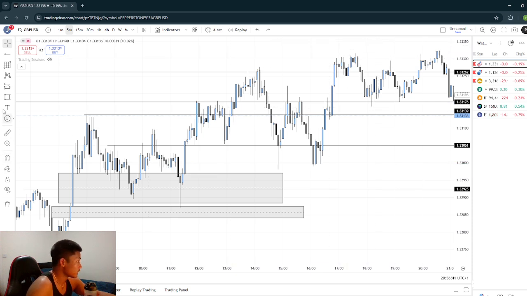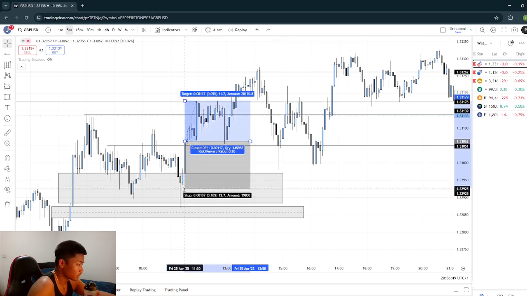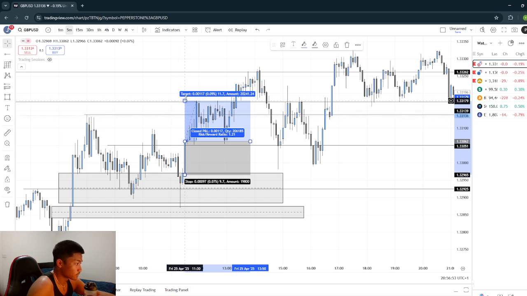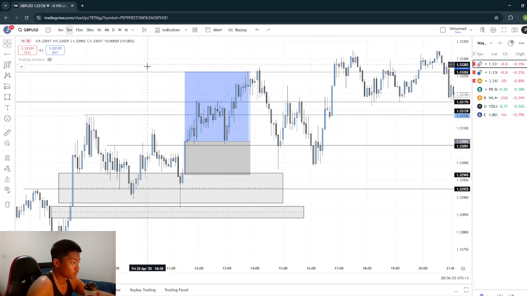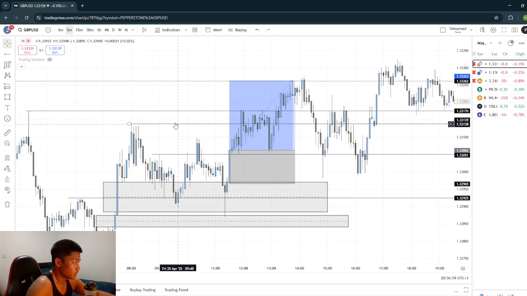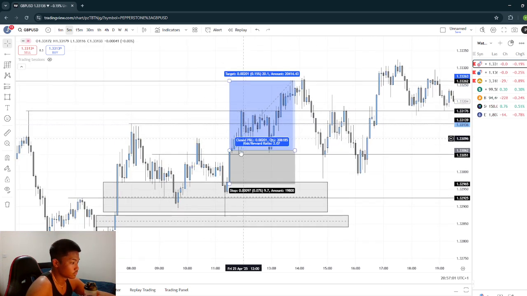You could have entered off there, or you could have entered off, let's say, if you really wanted to be extra safe, the moment you inverse this fair value gap, entered off there. Stops below, just below that candlestick there. 1 to 2, simple. First TP here, there, either or. Stops, you cut them, or you set it to break even.